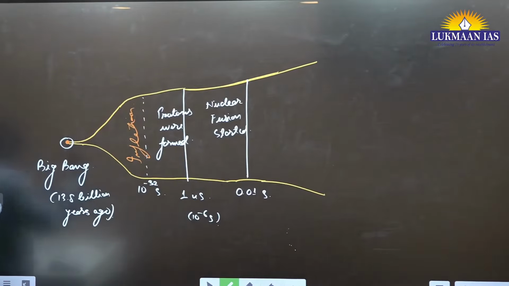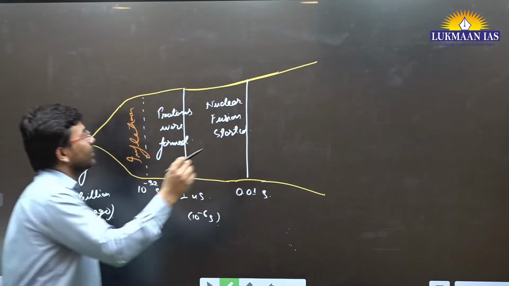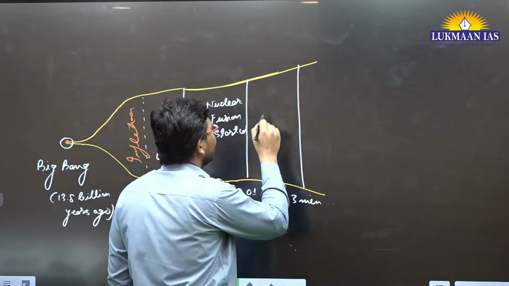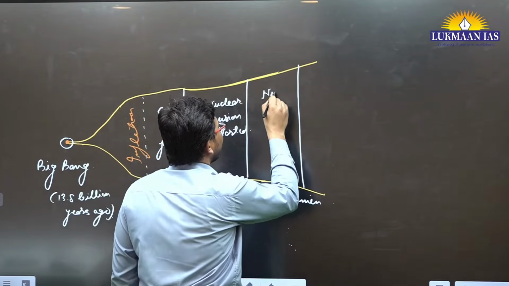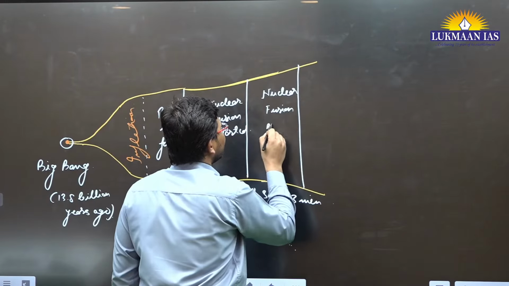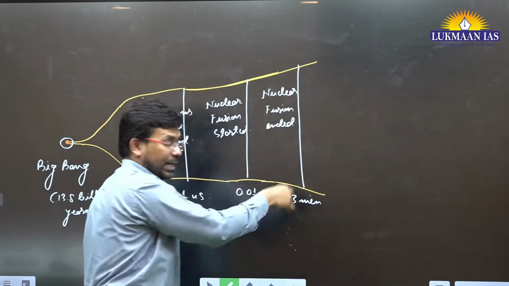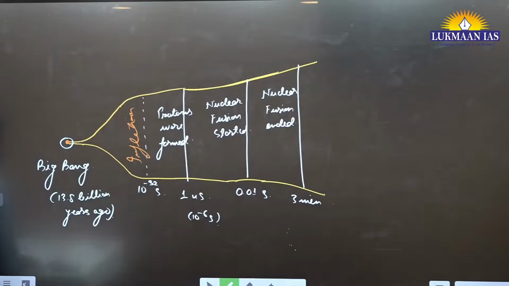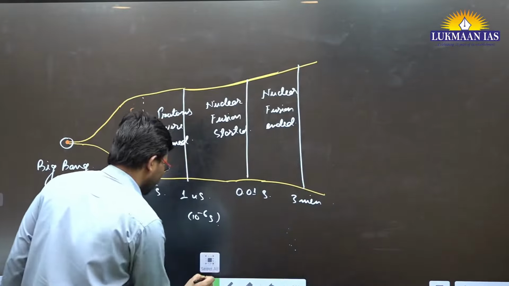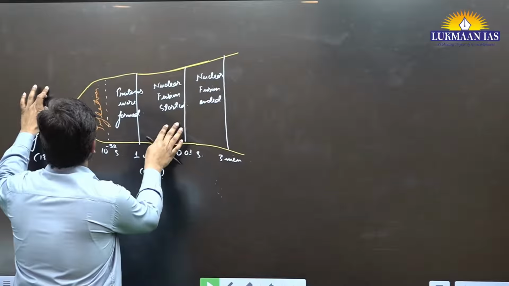After then what has happened? At the time period of 3 minutes, nuclear fusion ended. After then, at 380,000 years, cosmic microwave background has been formed. I am going to draw that further part of the diagram also. Let me make it a little small.